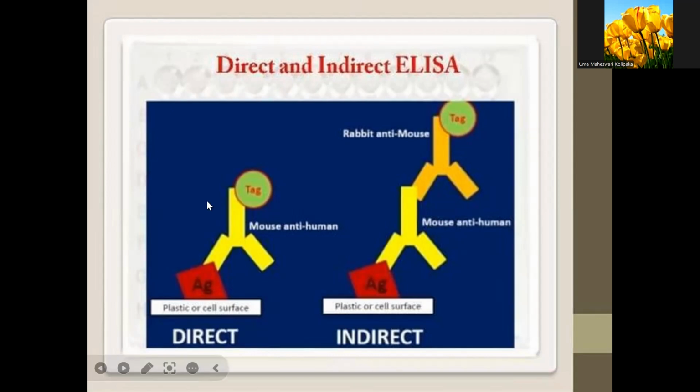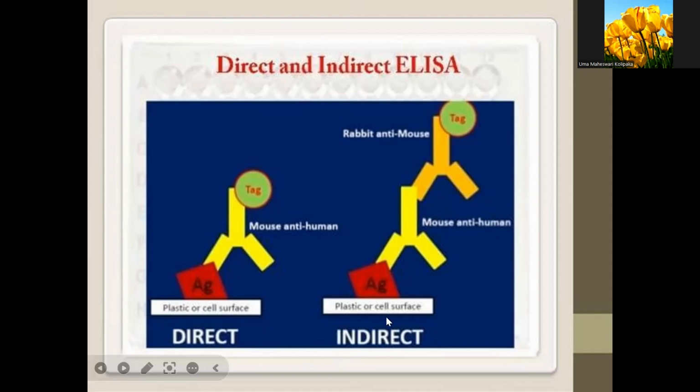This is direct ELISA. First of all, this is the plastic or cell surface, that is polystyrene surface, to which we are annealing or attaching the antigen. The antigen is absorbed onto this surface. Then we are adding the sample, which has antibodies tagged with an enzyme. So whenever we add the substrate, with the help of this enzyme, the substrate gets converted to a product. So this is direct ELISA. Directly, there is no secondary antibody. Directly, we are tagging the antibody with the enzyme. So this is the direct technique.